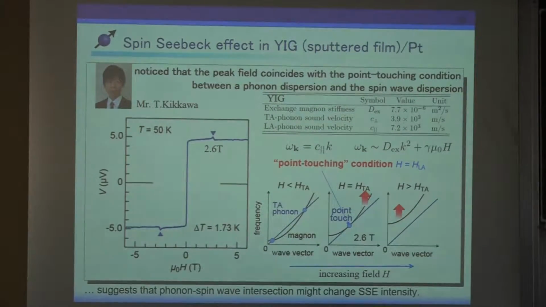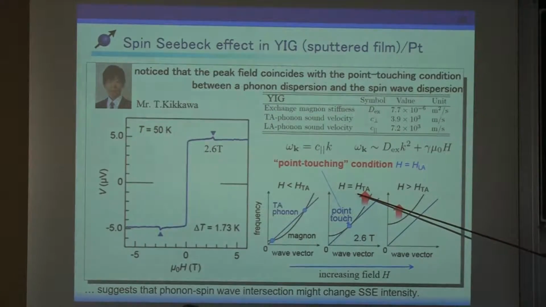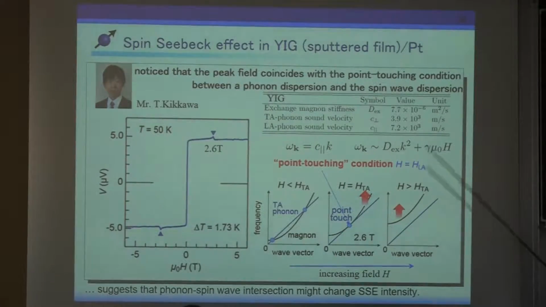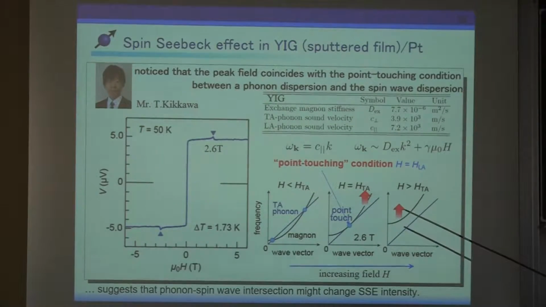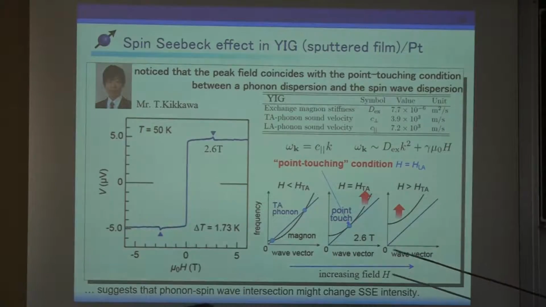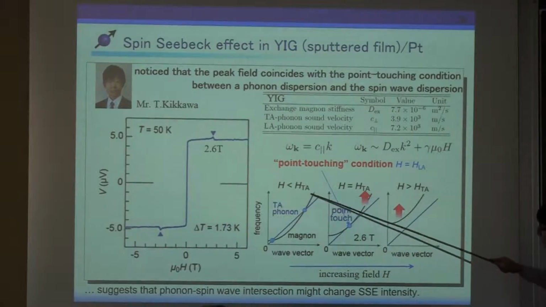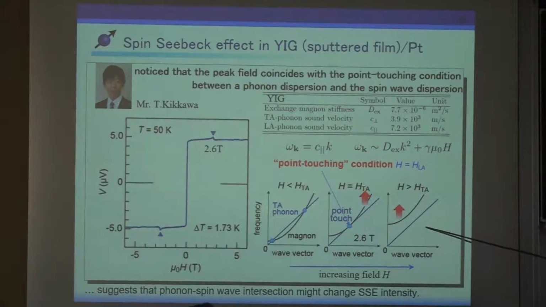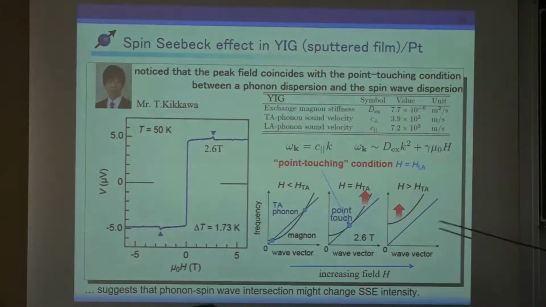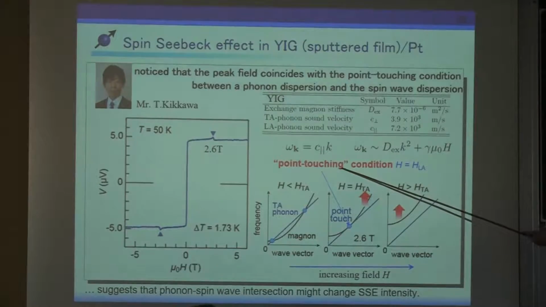So when we apply the field to this system, spin wave dispersion should shift to high frequencies, but phonon does not move. So when we apply the field, the number of intersection points between spin wave and the phonon changes from 2 to 1, and at last there are no intersections. This condition is called the point touching condition.